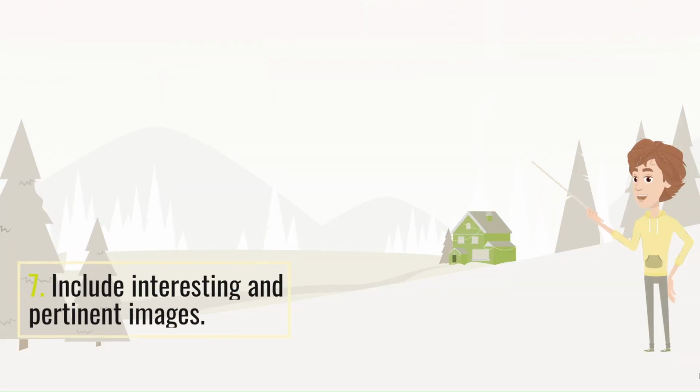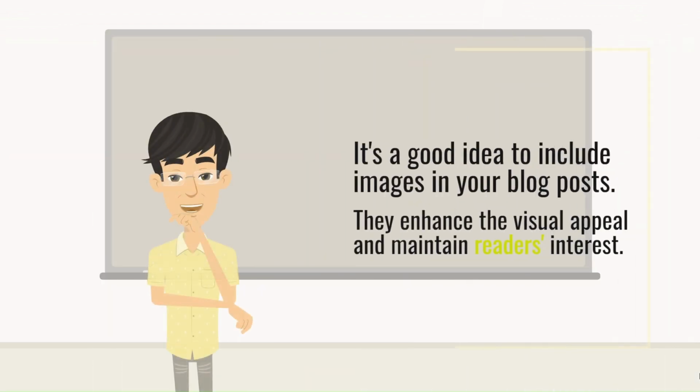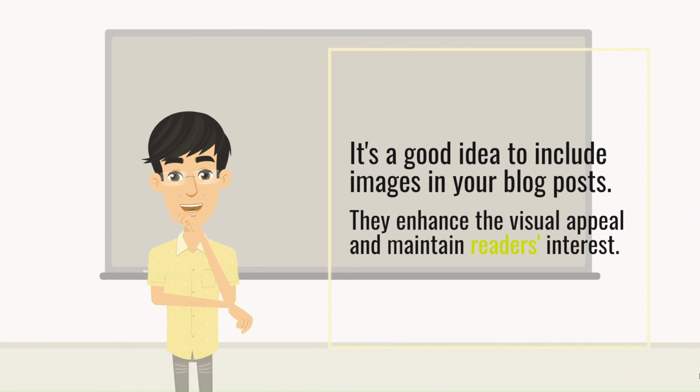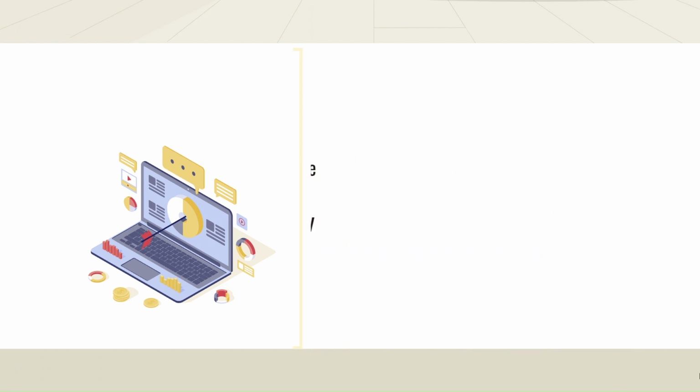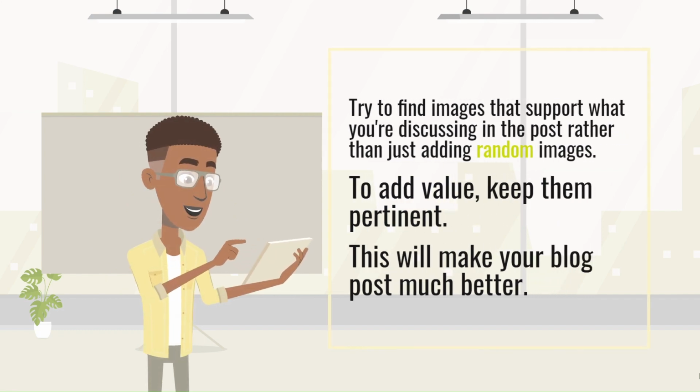7. Include interesting and pertinent images. It's a good idea to include images in your blog posts. They enhance the visual appeal and maintain readers' interest. A Engage survey found that 91 to 100% of brands claim to frequently use visuals like images in their content. Don't ignore images because they can greatly enhance a text post. Try to find images that support what you're discussing in the post rather than just adding random images. To add value, keep them pertinent. This will make your blog post much better.